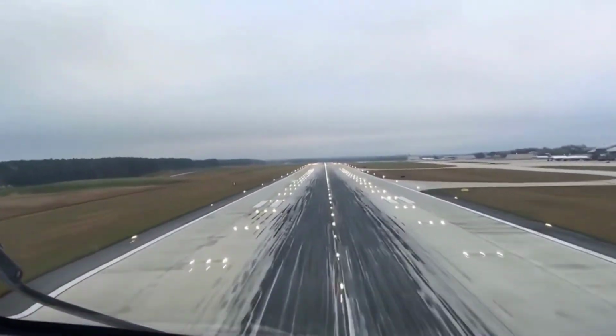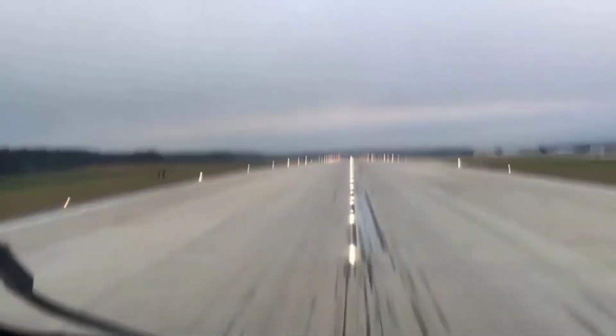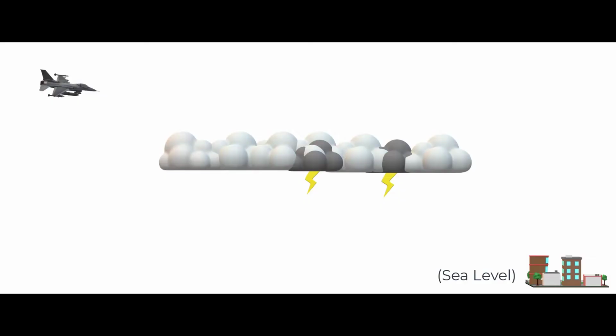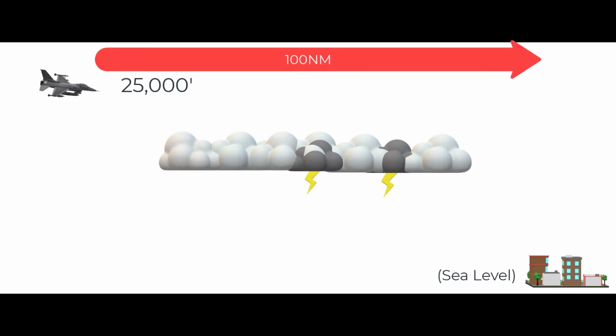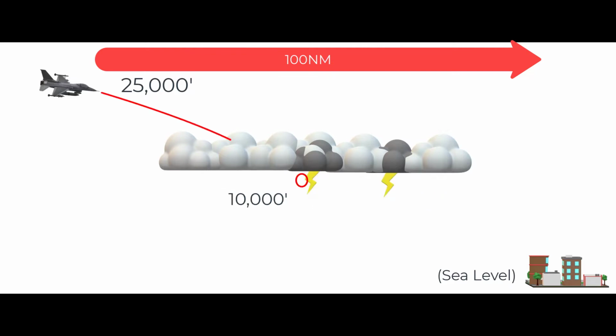Now that we have the basic fundamentals and the math out of the way, on to the critical thinking portion of an efficient descent. So let's say we're cruising at 25,000 feet and we're 100 miles away from our destination. If the approach controller tells me to descend and maintain 10,000 feet, all you have to do is calculate 25 as a fraction of 100, which gives us a 2.5 degree nose-low descent, and then just execute a 2.5 degree nose-low descent from 25 down to 10,000 feet.